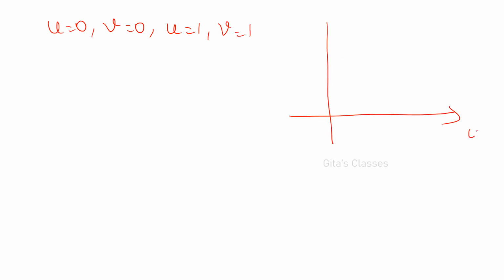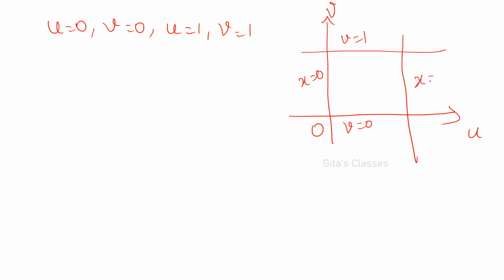Now let us draw this. So this is u coordinate system and this is v line, like x and y axis. This is u axis, this is v axis. Origin. So here this will be v is equal to 0. So this is v is equal to 1. This is x is equal to 0. Therefore this is x is equal to 1.